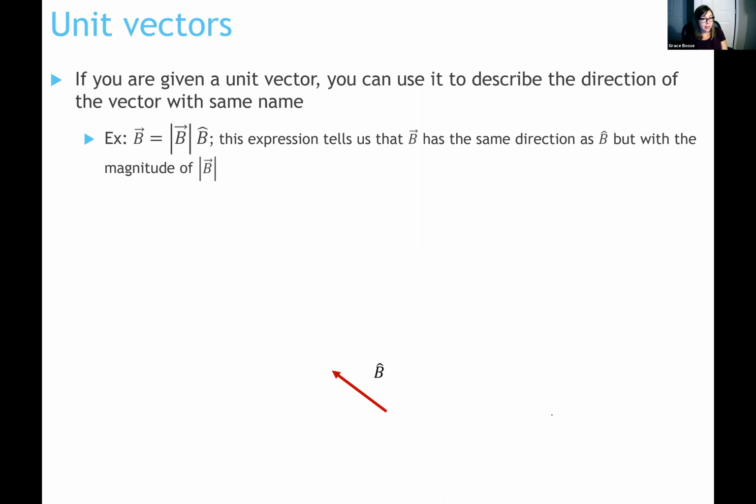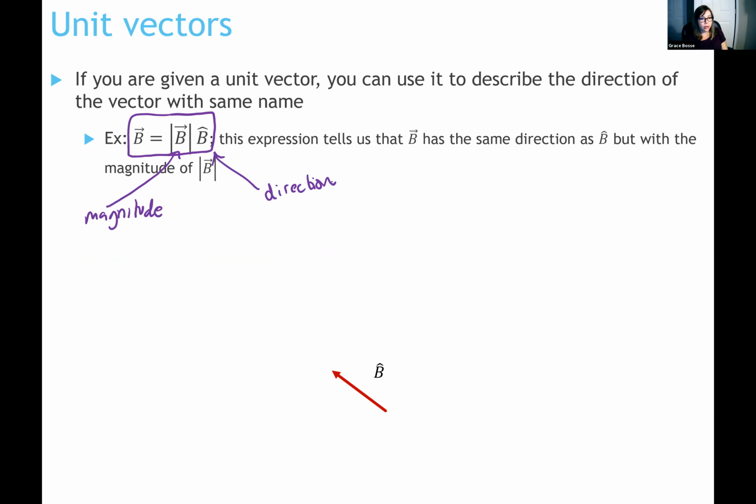Notice that these vectors have the same name. That's on purpose. So vector b, this is a definition here. Vector b is defined as magnitude of vector b times unit vector b. So notice that the magnitude of vector b, that's the magnitude or the norm, and unit vector b, that defines the direction. Remember, a vector is defined by its magnitude and its direction. So I can separate those two quantities and describe them in different ways and put them together to describe the entire actual vector b.